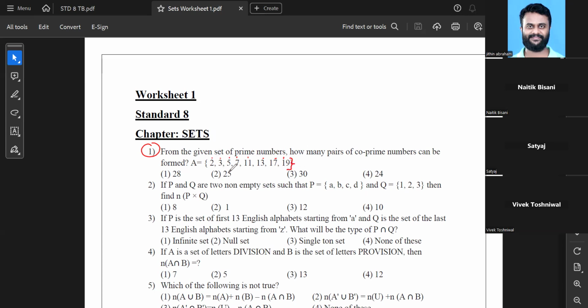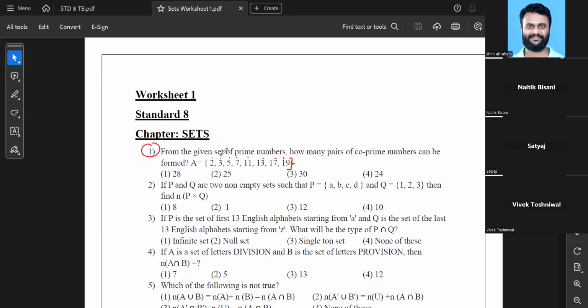Out of these, we have to find how many co-primes can be formed. Now, what is a co-prime? Any two numbers which do not have any common factors are called co-prime numbers. For example, 2 and 3 do not have anything in common, hence they are called co-prime numbers. The only common factor between them is 1. ठीक है, 1 2 के अंदर भी आएगा and 3 के अंदर भी आएगा. There is nothing else.